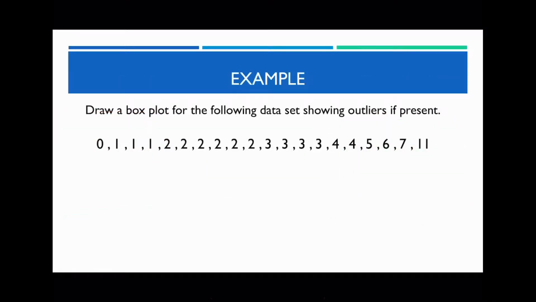Let's now look at an example so you have a better understanding of how to calculate the lower fence and the upper fence so that you can identify the outliers present in a data set. So the example reads, draw a box plot for the following data set showing outliers if present.